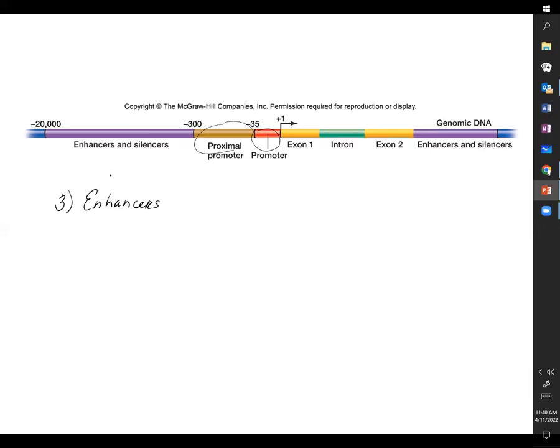Enhancers are a type of regulatory region on the DNA that play a role in activating transcription. We can think of enhancers as activator binding sites. They are short DNA sequences. What do I mean by short? Anywhere from 4 to less than 20 base pairs in length. They're short DNA sequences, and there are hundreds of different enhancers.